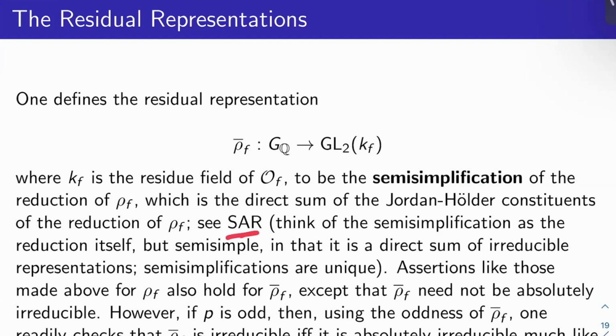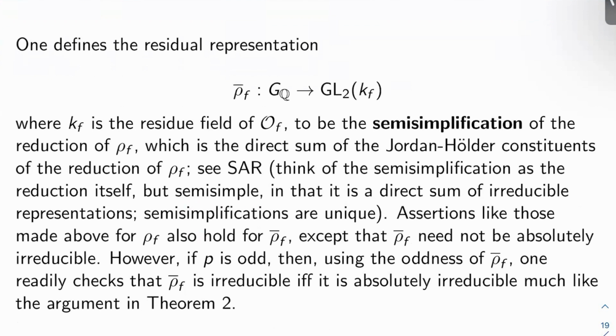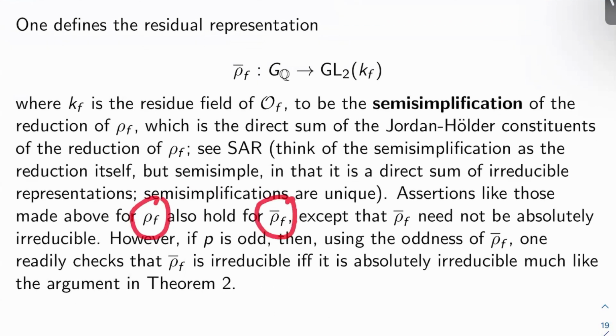You can see Sayre's green book on abelian l-adic representations and elliptic curves. He gives a great little exposition on semi-simplifications. I just think of it as the reduction itself, but like a semi-simple version of it. Okay. Assertions like the ones made above for rho_F also hold for rho bar_F, except that rho bar_F actually doesn't need to be absolutely irreducible. But if p is an odd prime, you can use the oddness of rho bar_F to check that rho bar_F is irreducible if and only if it's absolutely irreducible. Almost in the same way we did something similar to that in Theorem 2, last video.